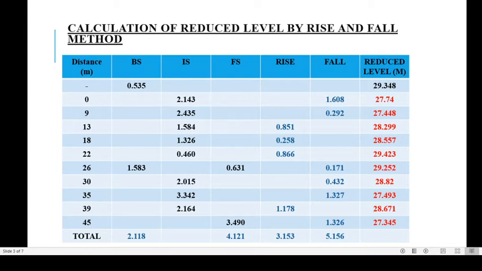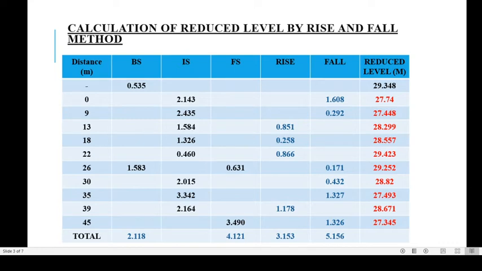As all the readings have been given, we can easily find out the rise and fall values by subtracting the successive value from the preceding value. And this method of calculating rise and fall has already been elaborated in my previous videos. You just need to check on those. So after calculating the rise and fall for the stations, the reduced levels can be easily calculated.